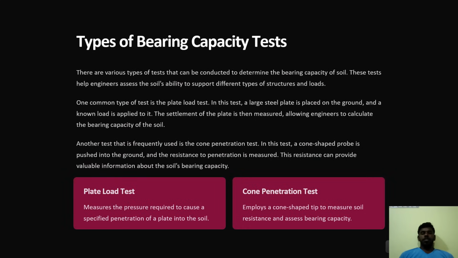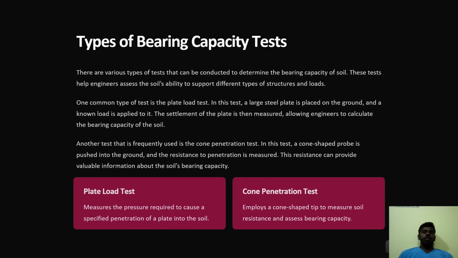Types of bearing capacity tests. There are various types of tests that can be conducted to determine the bearing capacity of soil. These tests help engineers assess the soil's ability to support different types of structures and loads. One common type of test is a plate load test. In this test, a large steel plate is placed on the ground and a known load is applied to it. The settlement of the plate is measured, allowing engineers to calculate the bearing capacity of the soil.